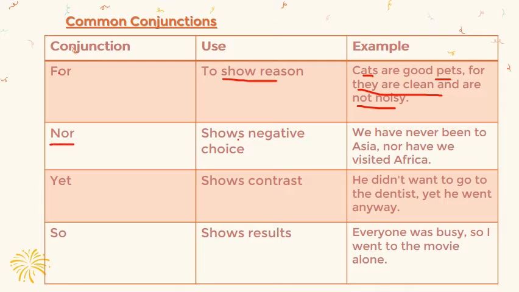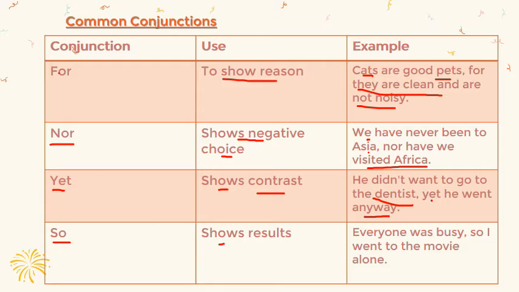"Nor" shows negative choice. For example, we have never been to Asia, nor have we visited Africa. So it's a negative choice. We didn't do either of these two things. "Yet" shows contrast. He didn't want to go to the dentist, yet he went anyway.